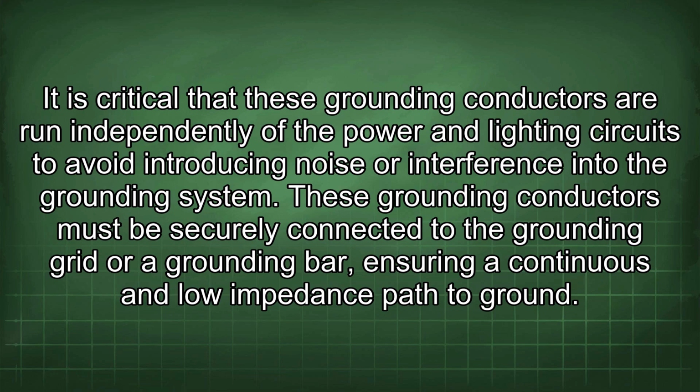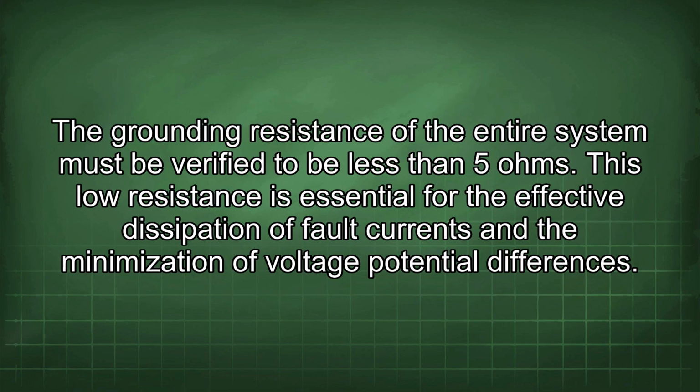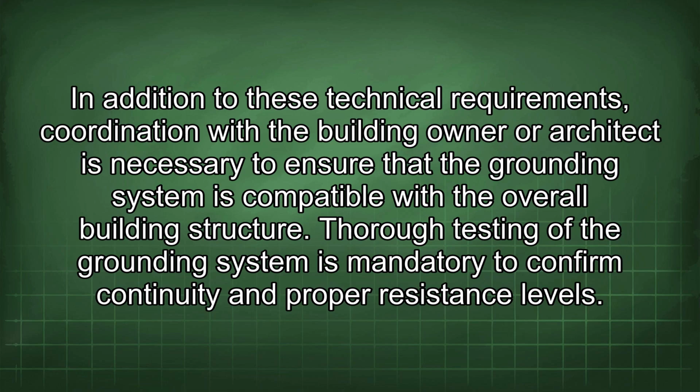These grounding conductors must be securely connected to the grounding grid or grounding bar, ensuring a continuous and low impedance path to ground. The grounding resistance of the entire system must be verified to be less than 5 ohms. This low resistance is essential for the effective dissipation of fault current and the minimization of voltage potential differences. In addition to these technical requirements, coordination with the building owner or architect is necessary to ensure that the grounding system is compatible with the overall building structure.